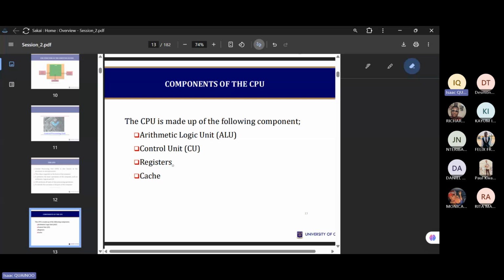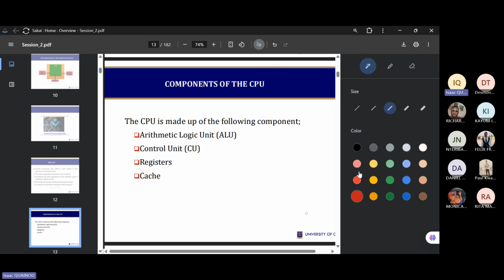So let us look at the arithmetic and logic unit, or the arithmetic logic unit. The reason why I prefer calling it arithmetic and logic unit is that arithmetic and logic are two different things altogether, okay? Let's not regard them as one thing. So we have the arithmetic unit and then we have the logical unit.